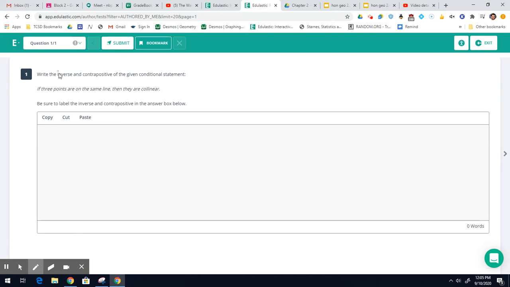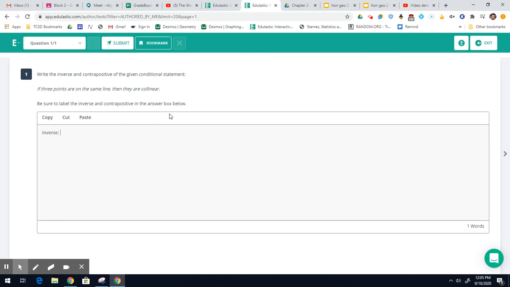So the inverse is related to the conditional statement. So it's the same order, but you're just going to negate things. The contrapositive is related to the converse, where you're going to flip the order, okay? But again, still negate. So let's do this here together. All right, so down here, when I say label, let's write the word inverse and let's put a colon. All right, so what's the inverse going to be?